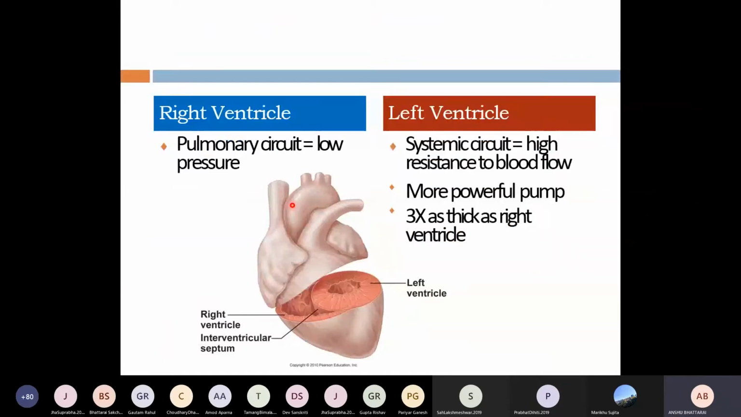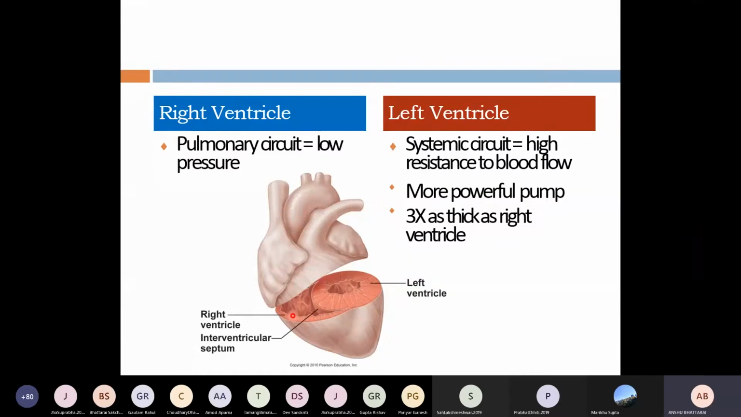So there are some differences between the right ventricle and left ventricle. Right now, what I want to tell you about is the pressure system. The pulmonary circulation, or the pulmonary circuit, operates at a very low pressure, whereas systemic circulation operates under high pressure, and there is high resistance to blood flow. That is why the left ventricle has to work much harder than the right ventricle.